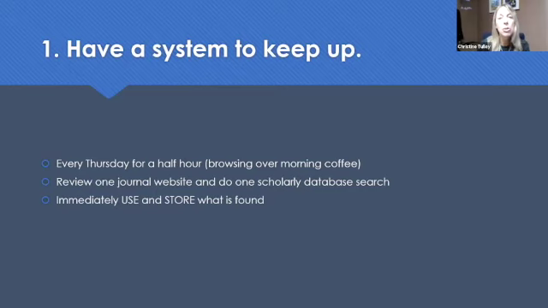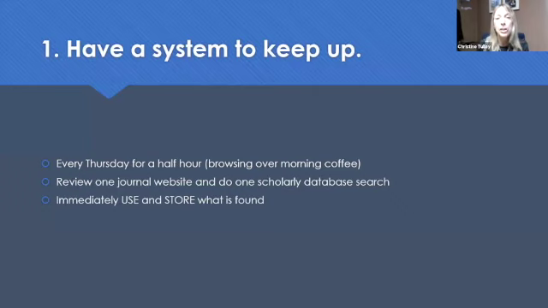So the two touch points for me are really just checking out one journal's website, browsing through the latest issue, or latest issues if I'm really behind on that one. And then the second one is just throw some keywords in a scholarly database and take a quick look and see what was out there. The last part of that system then is to use and store whatever I find during that half hour. So the takeaway from my actual system, and like I said, I'll walk through those parts in a second, is that it takes a half hour.